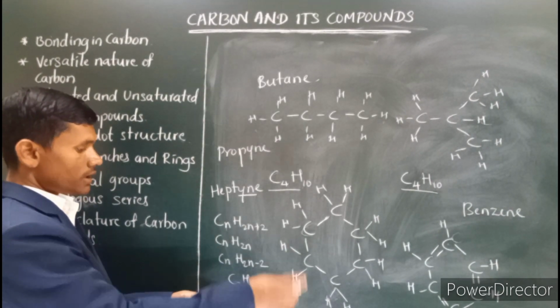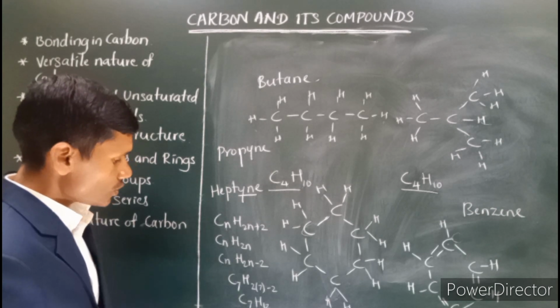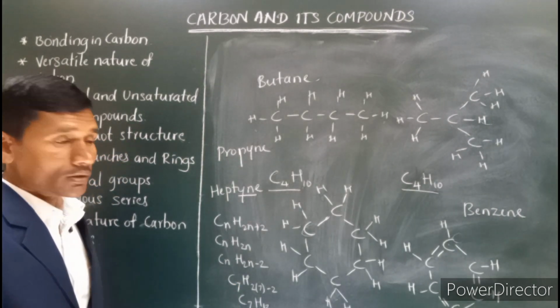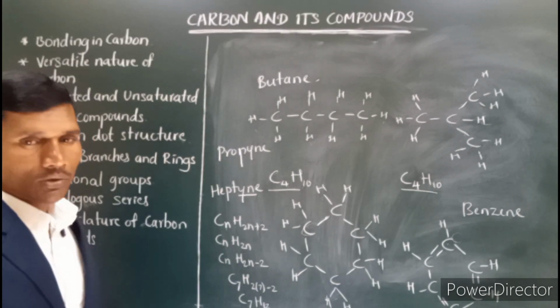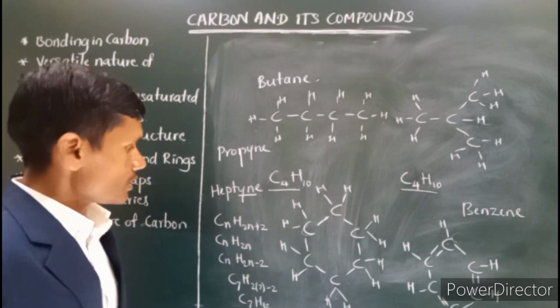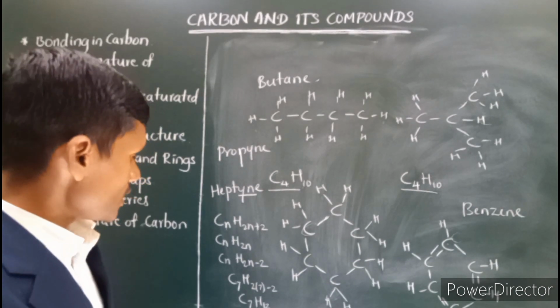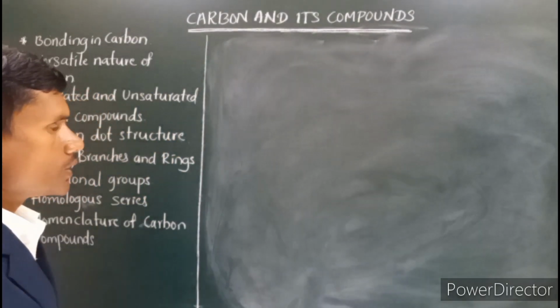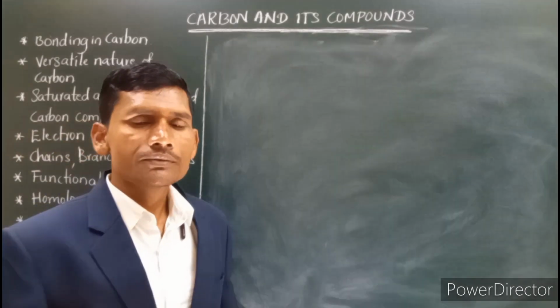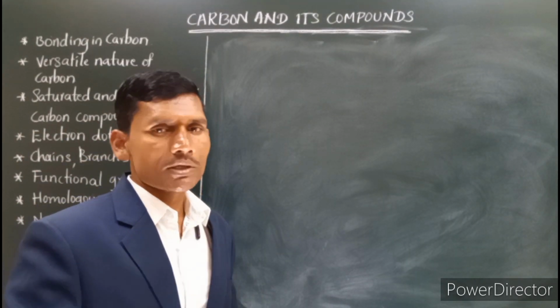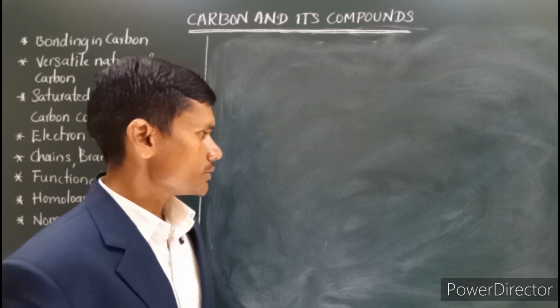This heptine structure, if you want to write, what to do? You need to show one triple bond, and for other carbon atoms, you just have to give hydrogen atoms to satisfy the remaining bonds there. Now, let us try to understand what are functional groups. Group of atoms which give special properties to the carbon compounds, they are called functional groups.